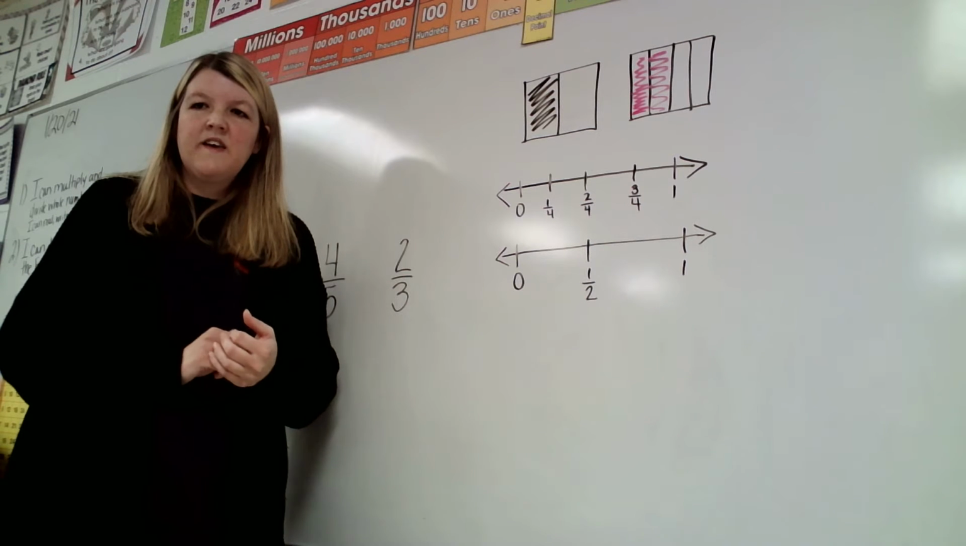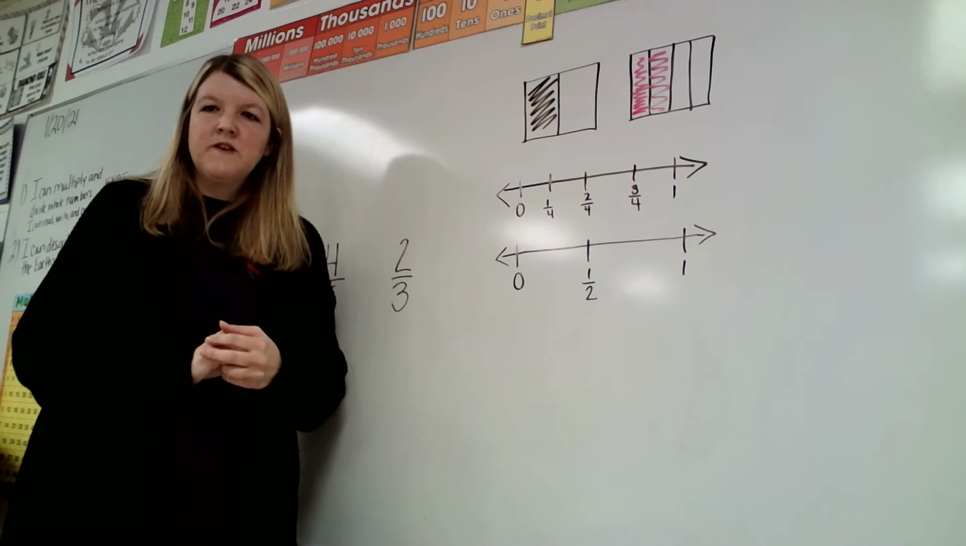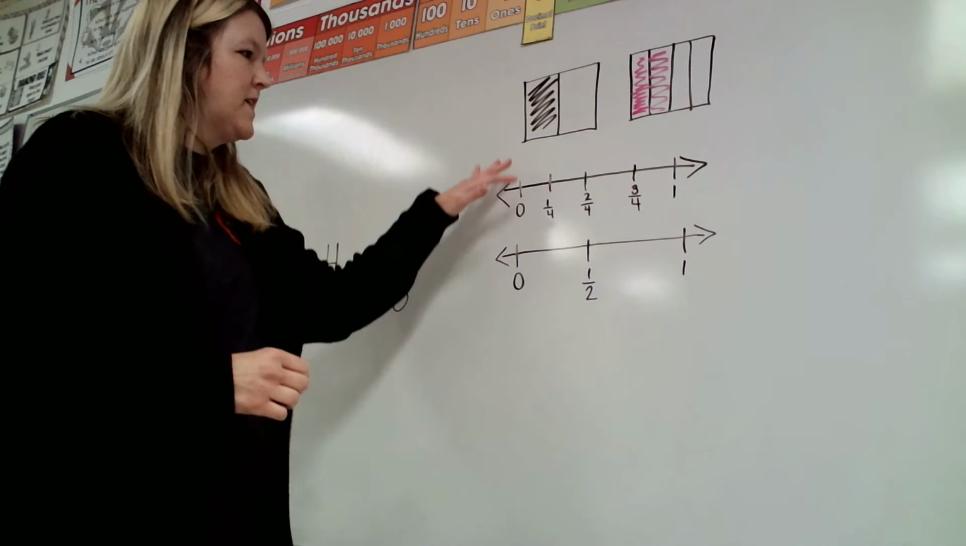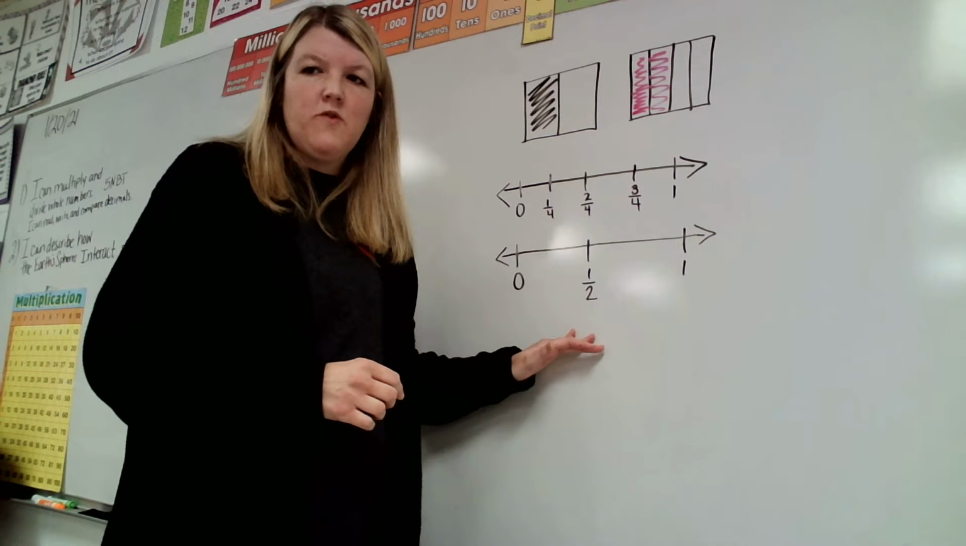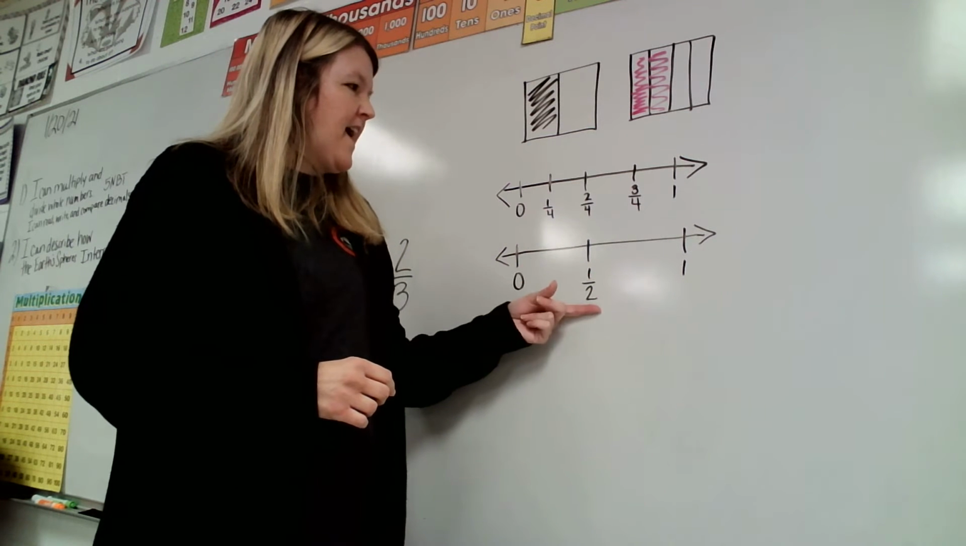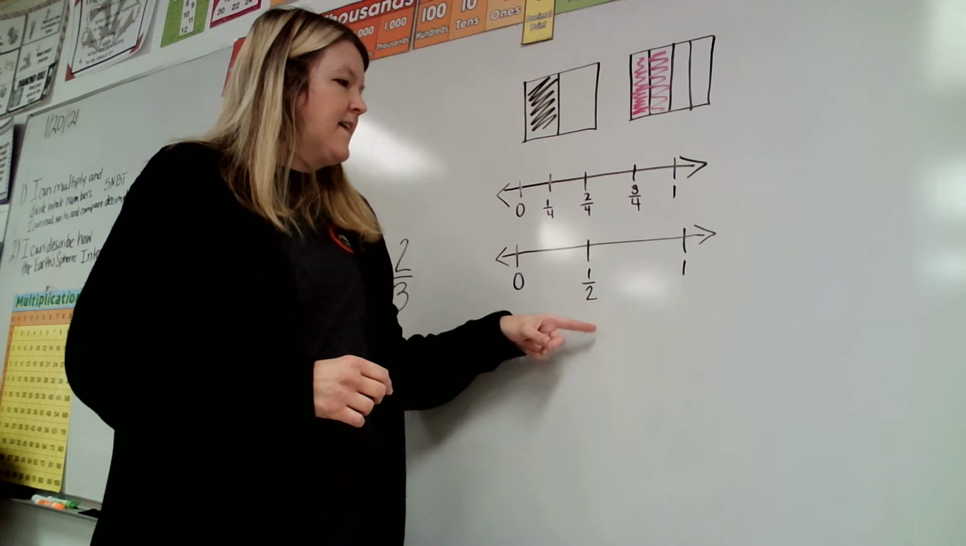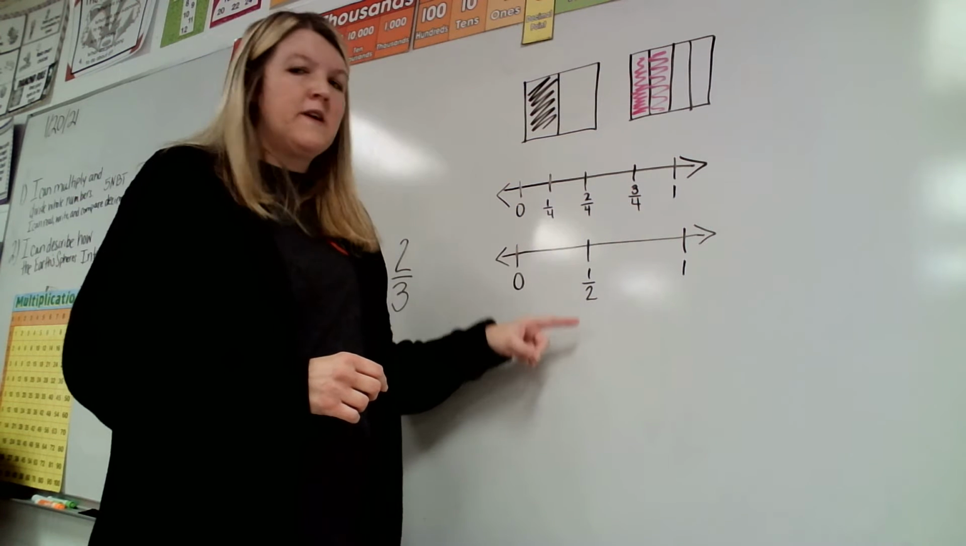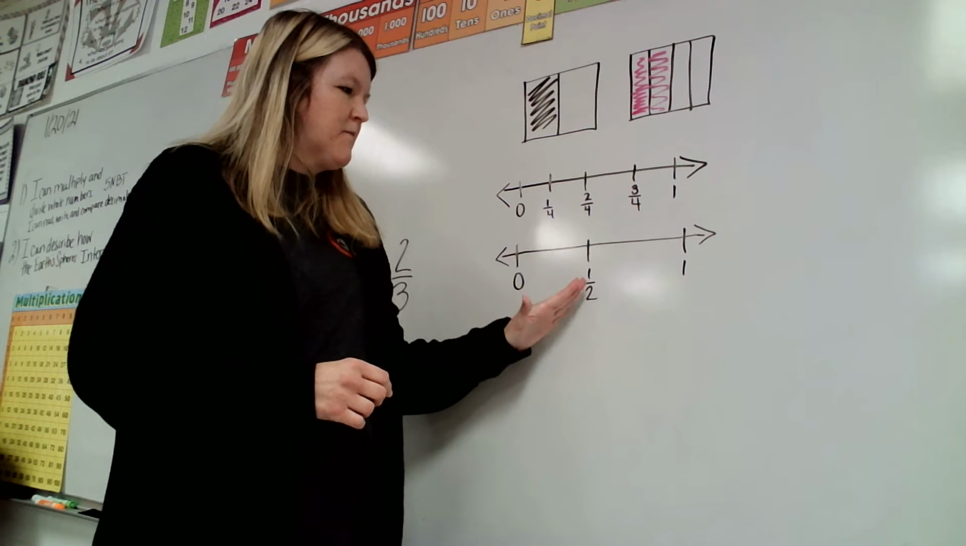All right, today we're going to look at comparing fractions, and there's a couple of different ways that you can do that. One of them, we could look at fractions on a number line. So if I'm looking at a half and 2/4, I see that they are equivalent. They're in the same spot on the number line.